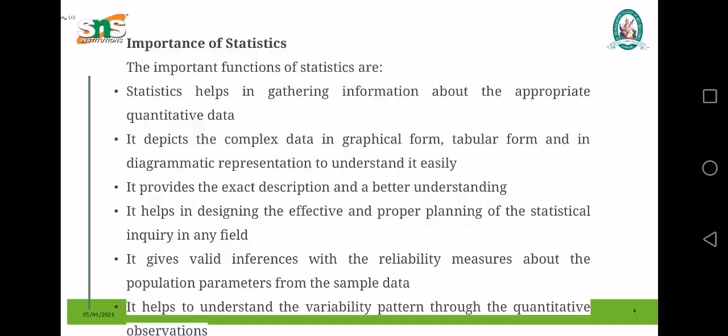Importance of statistics. The important functions of statistics are: statistics helps in gathering information about the appropriate quantitative data. It depicts complex data in graphical form, tabular form, and in diagrammatic representation to understand it easily. It provides the exact description and a better understanding. It helps in designing the effective and proper planning of the statistical inquiry in any field. It gives valid inference with a reliability measure about the population parameters from the sample data. It helps to understand the variability pattern through the quantitative observations.